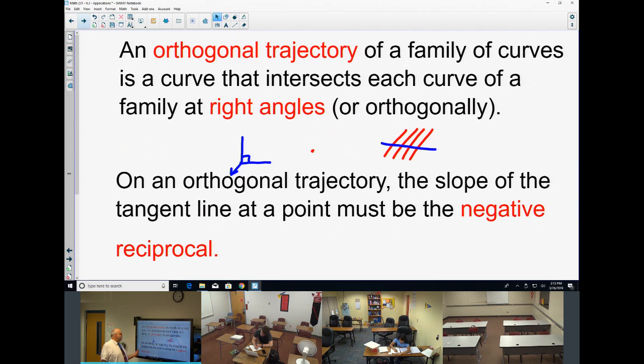Okay, we use the word orthogonal because it could be perpendicular in 3 dimensions. On an orthogonal trajectory, the slope of the tangent line at a point must be the negative reciprocal. So let's say that this blue line here has a slope of -1/2. Then what would be the slope of all of these red lines if all the red lines are parallel?